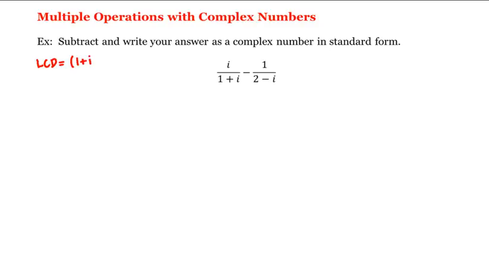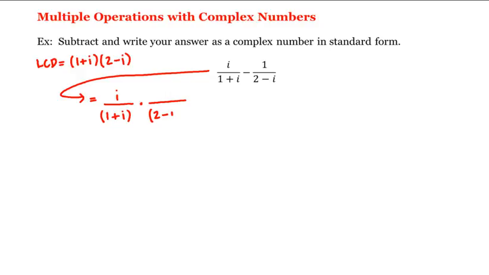1 plus i times 2 minus i. And therefore, this is equal to i divided by 1 plus i, and then times... And now we need to build up these fractions by multiplying both the numerator and denominator by what's missing from the LCD. And in this first fraction, what's missing is the 2 minus i.